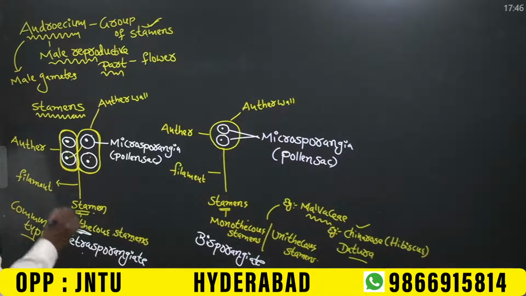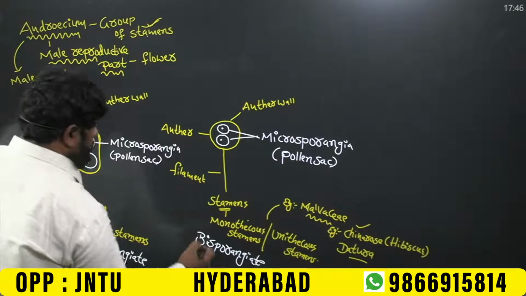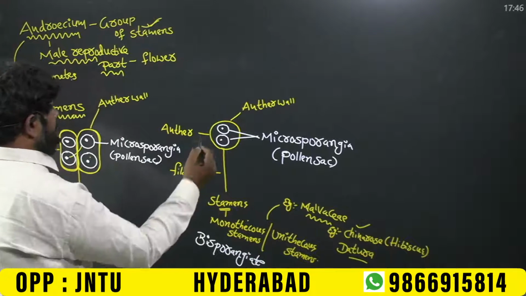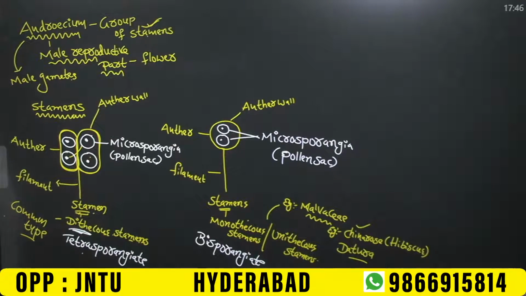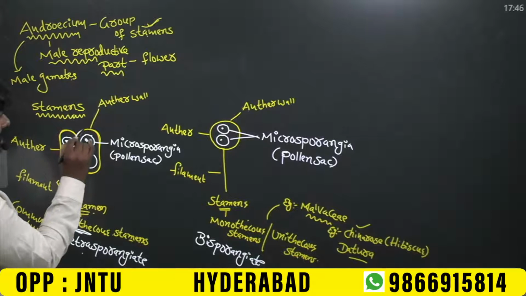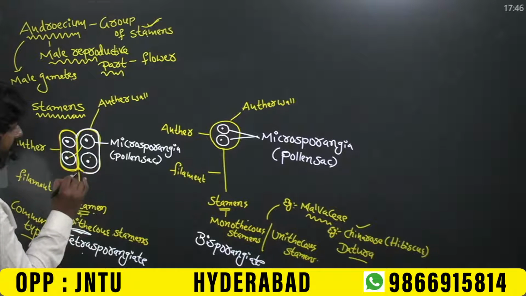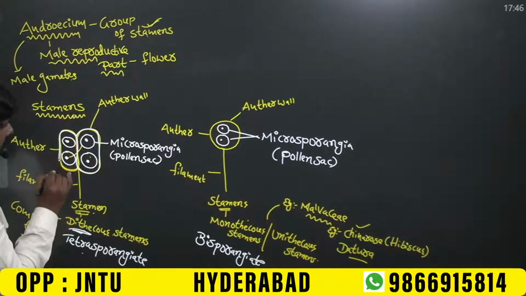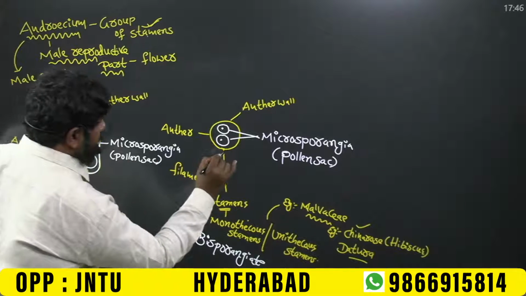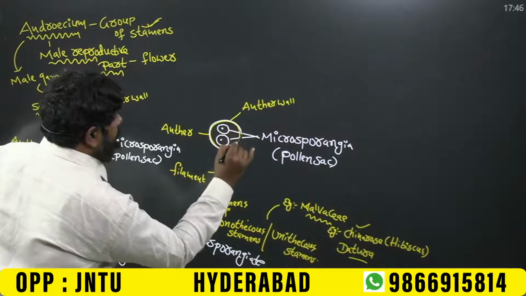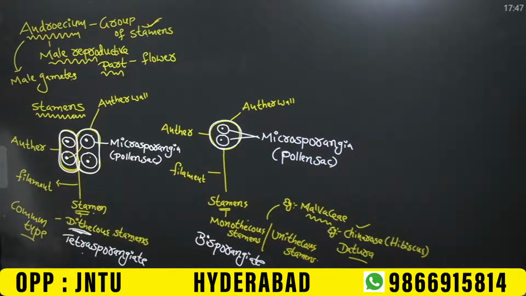Tetrasporangiate or dithecous stamen is the most common. Bisporangiate and monothecous stamen is the rare type of stamen. And listen, every anther is surrounded by what? Anther wall. See, this is the anther. This anther is surrounded by the anther wall.